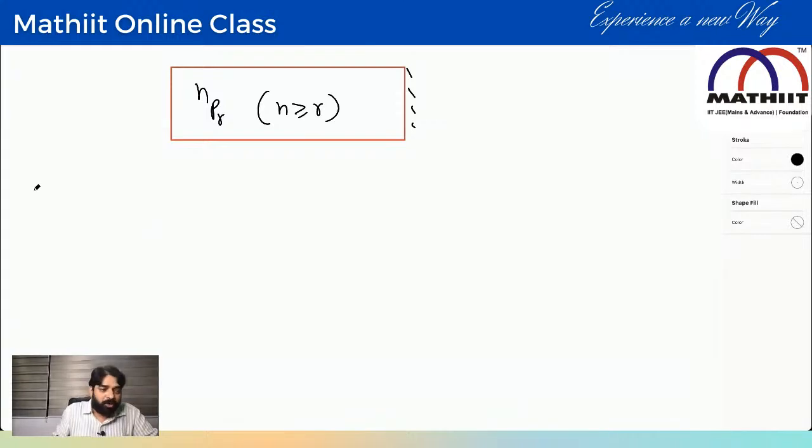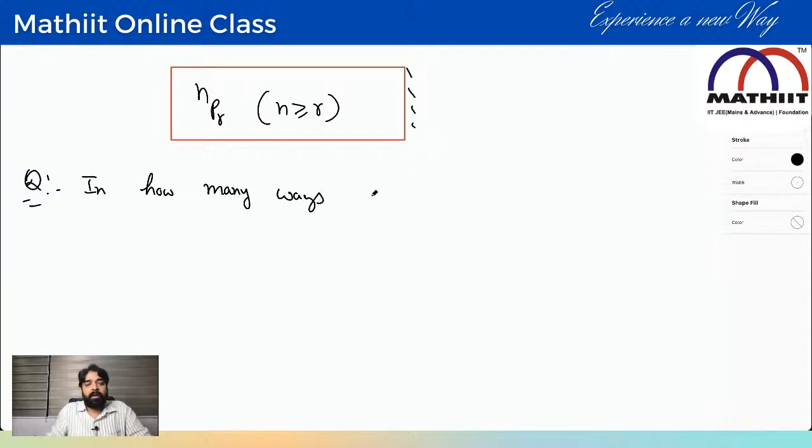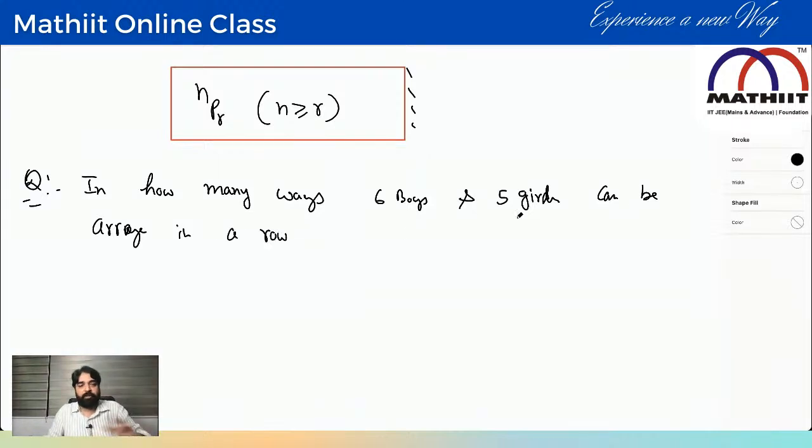Now coming to the original question. In how many ways can six boys and 5 girls be arranged in a row? Can be arranged in a row means everybody is going to get arranged.